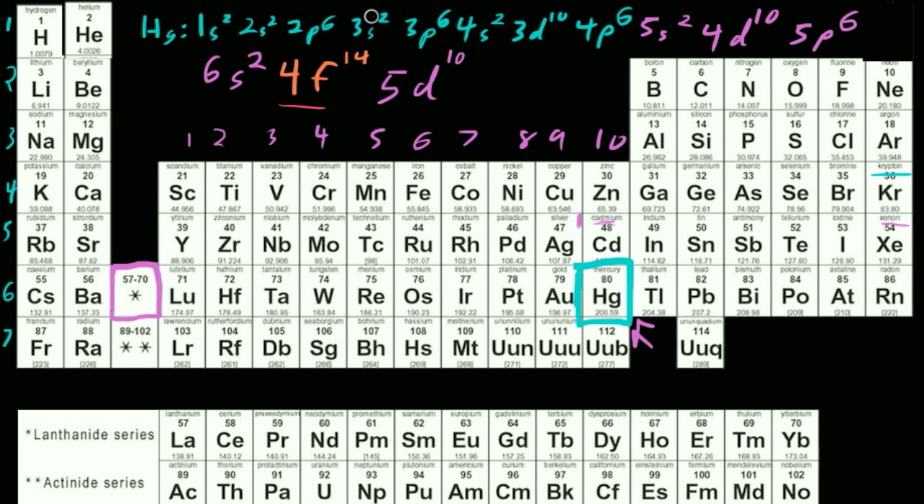We're supposed to have 80 of them. So we've got 2 plus 2 is 4, plus 6 is 10, plus 2 plus 2 plus 6 is 20, 30, 40, 48, then 54, 56, then 60, 70. So we've got 70 electrons after we have the 4f14, and then we add 10 more, and that gives us 80, and that's exactly what we're looking for. We can check to see that this all equals 80 electrons.